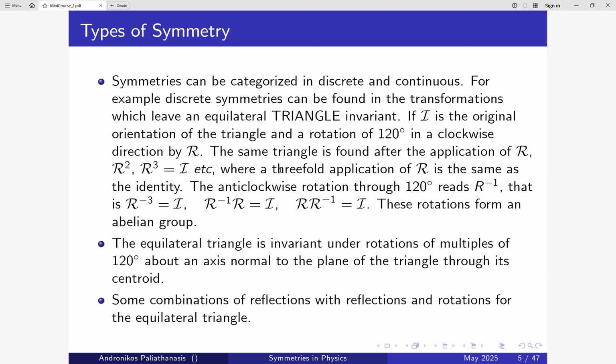These rotations actually form what is called an abelian group. Now, the equilateral triangle is invariant under rotations by multiples of 120 degrees about an axis normal to the plane of the triangle through its centroid. There are also combinations of reflections with reflections and rotations for the equilateral triangle.